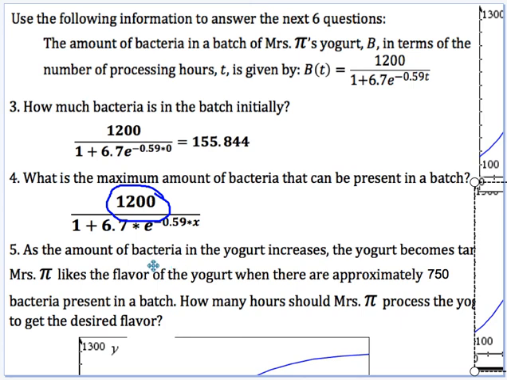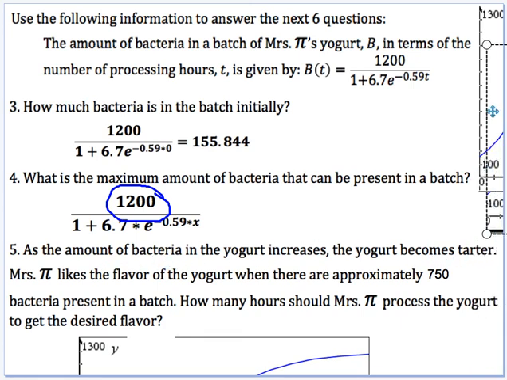Okay, so the last question we have is, as the amount of bacteria in the yogurt increases, the yogurt becomes tarter. Mrs. Pie likes the flavor of the yogurt when there is approximately 750 units of bacteria present in the batch. How many hours should Mrs. Pie process the yogurt to get the desired flavor?